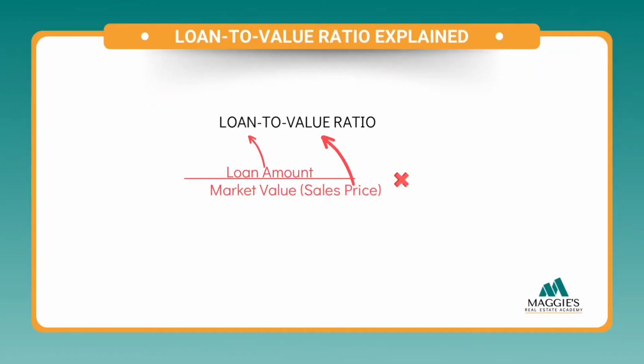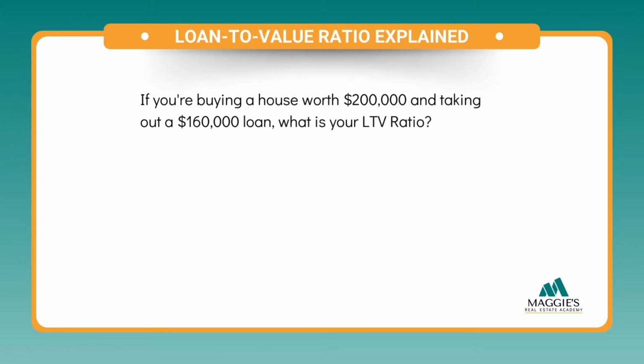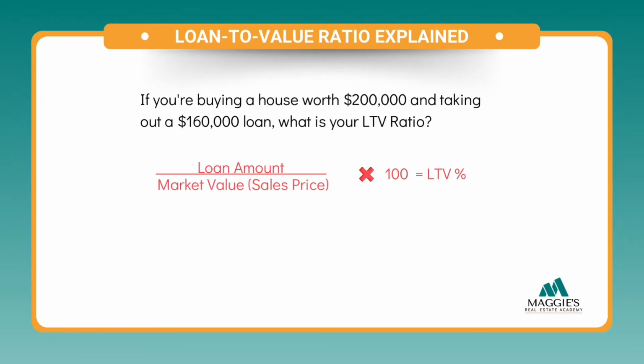So this is where they'll get you on the exam. So all you have to do is just remember to convert it into a percent. And we do that by just multiplying by 100 or moving the decimal point 2 places to the right. For example, if you're buying a house worth $200,000 and taking out a $160,000 loan, your LTV is $160,000 divided by $200,000, which ends up being 80%, which also means you have a down payment of 20%. Let me know in the comments if you know exactly how I got to that 20% down payment amount.